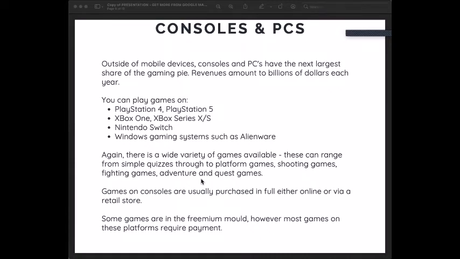So games on consoles are usually purchased in full online or via a retail store. Most of your consoles actually have an online store built into them, and you can download and buy the game directly from there. Otherwise, you would go out and buy the game from an actual store, such as JB's and so on, because a lot of the consoles still use DVDs, Blu-rays, and little SD cards for the games.